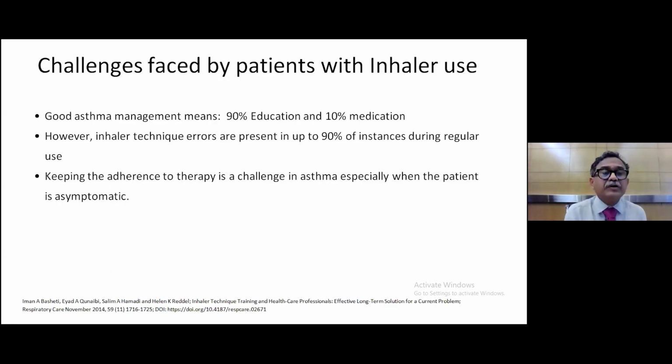So the challenge over here is that asthma education is very important, even more important than therapy. But remember that once you educate a patient, it is not sufficient, and the patient needs constant education. They have to be constantly educated about the disease and their control, and the medications, how they take them, whether they are taking correct inhaler therapy or not, whether they follow the technique properly to reduce the side effects of medicine or not. So this is constantly required. The inhaler techniques, especially when the patient's asthma gets controlled very well, they do not continue the medication. That's a major problem. Keeping adherence to therapy is a challenge in asthma, especially when the patient is asymptomatic.